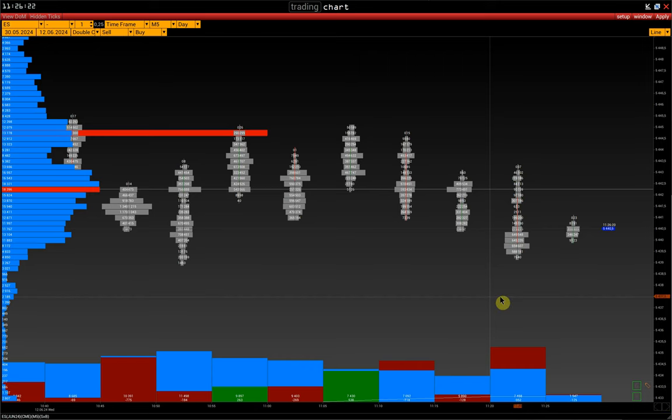Thus, the delta consists of the buy volume and the sell volume. It shows which side prevails in the market at any given moment. In each trade, there are two participants, a buyer and a seller. Delta allows you to understand the balance of buyers and sellers at a particular moment in time.